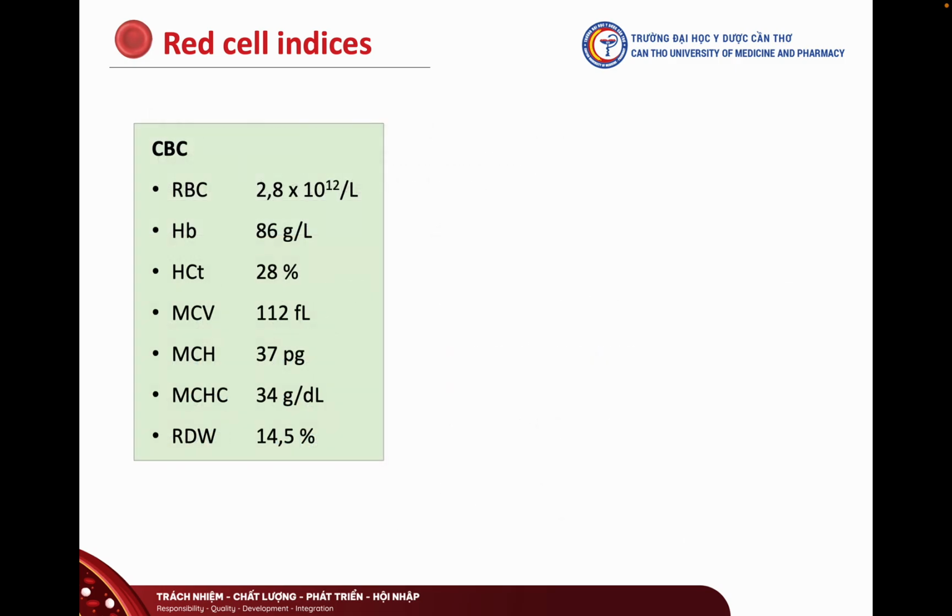Alright, so now another CBC result. First, please check the MCV as well as the MCH. The MCV is 112 femtoliters. It's above 100. So this is macrocytic anemia, right?